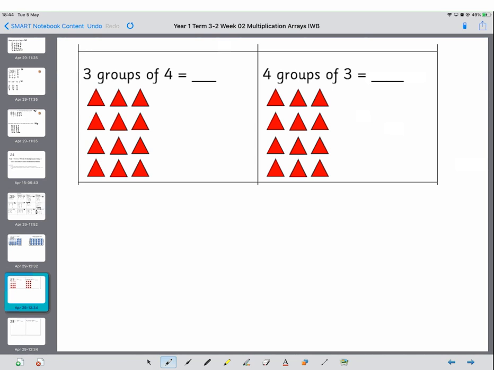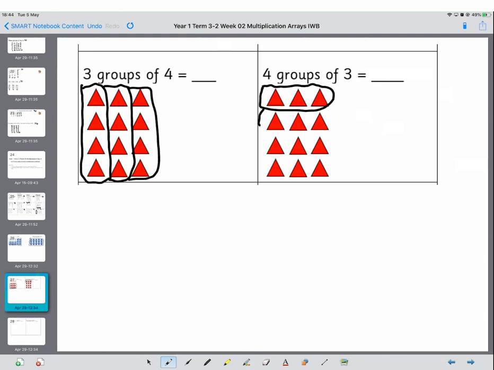So we've got 3 groups of 4. So 1 group is that. That's 4 in it. 2 groups is 4. 3 groups of 4. And then we've got 4 groups of 3. And now I'm only doing the answer afterwards because I'm going to use it to check.